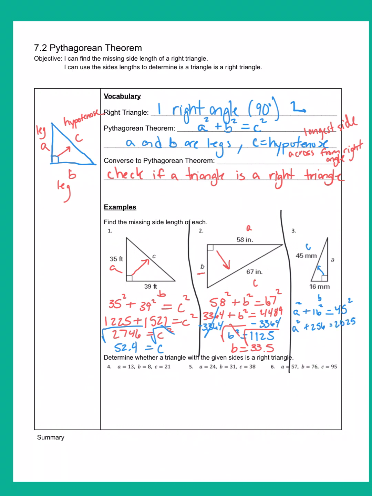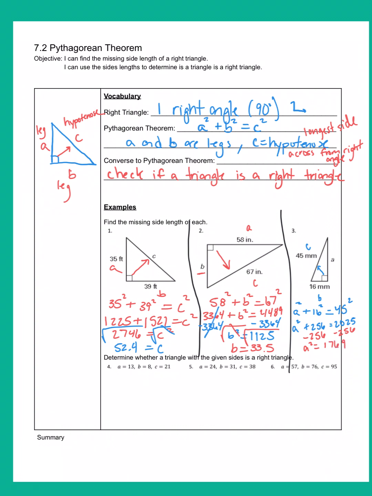2,025. And then before we can take that square root again, we've got to solve this to get that a, in this case, by itself. So we're going to do opposite of plus 256, which is minus 256 on both sides. And that means I've got a squared is equal to 1,769.